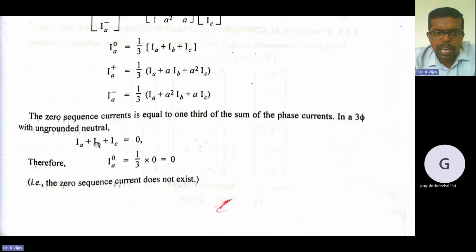Just substitute this in the first equation. That is, IA naught is equal to 1 by 3 into IA plus IB plus IC. Substituting, you get IA naught is equal to 1 by 3 into 0, that is 0. That is, the zero sequence current does not exist in a three-phase ungrounded neutral. So the zero sequence component will not exist in a three-phase ungrounded neutral. That is also a noted point.